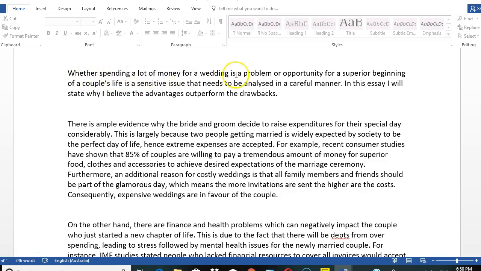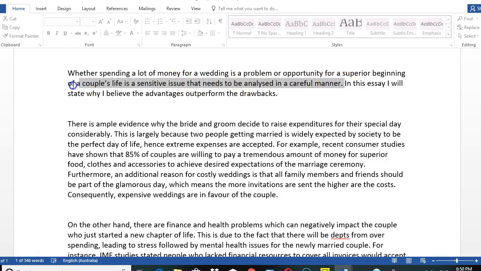Spending a lot of money on a wedding is a problem of opportunity for, I wouldn't say superior, I would say for an inspiring maybe. You need a positive adjective here, but superior doesn't collocate with beginning, beginning of a couple's life. So spending a lot of money on a wedding is a problem or opportunity. Oh, wait a second, you had the or. Whether spending a lot of money on a wedding is a problem or opportunity for a superior, okay, for an inspiring beginning of a couple's life is a sensitive issue that needs to be analyzed in a careful manner.